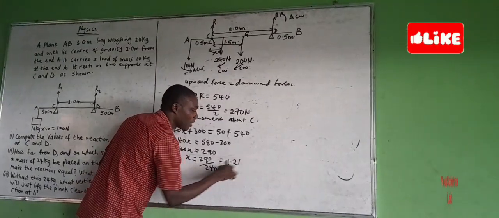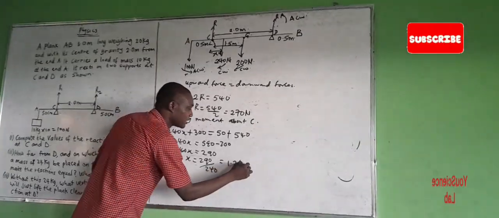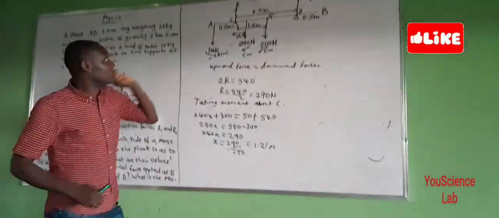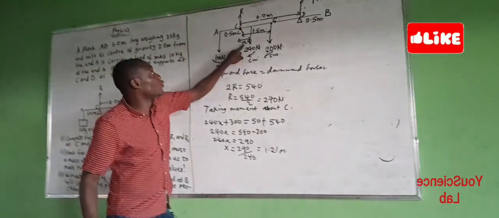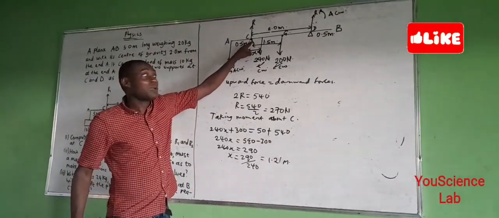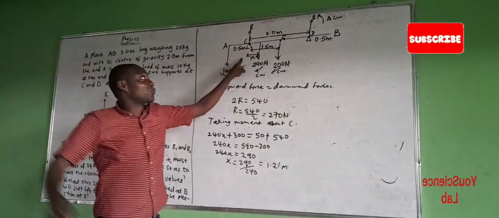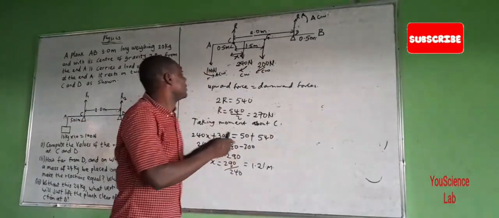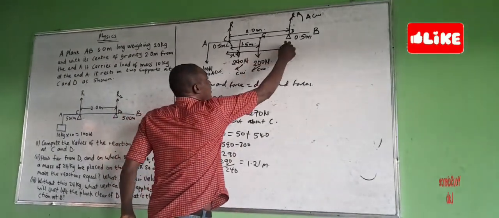So let's calculate: 1.21 meters. So you see that this x is 1.21 meters from C. But we are asked what will be the distance from D, right? Now let's see. This is the distance from D.